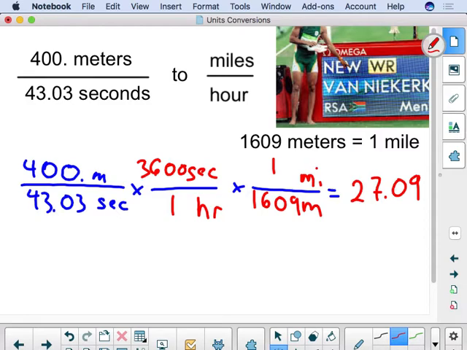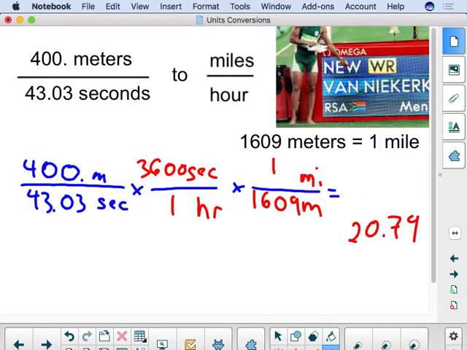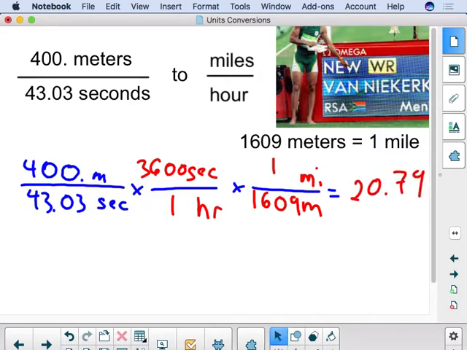I got 20.80, 20.84, I got 20.79. I'm hearing more of those. That seems a little closer to a possible human speed. 20.79. Okay.